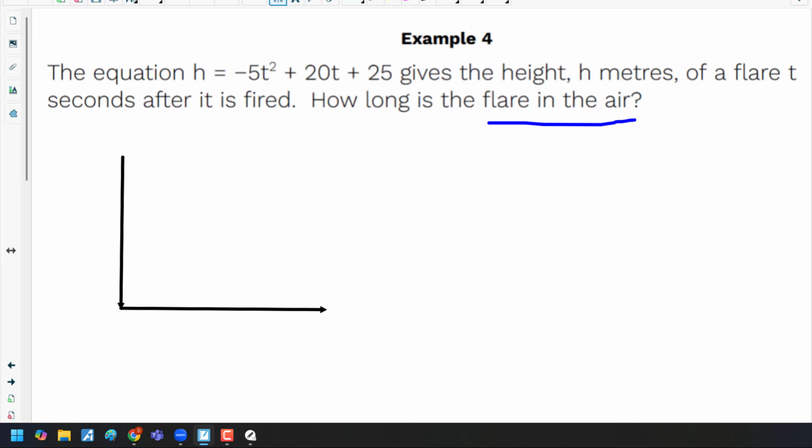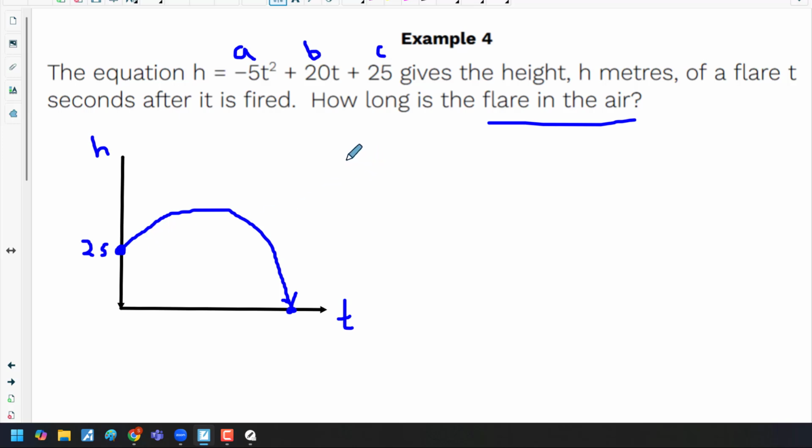Right away, this is in standard form. I know that this is my A value, this is my B value, this is my C value. I know that my C value is also my y-intercept, so this is going to be 25. I'm pretty confident that this is going to go up and eventually come down and hit the ground there. That's time, and this is height in meters.